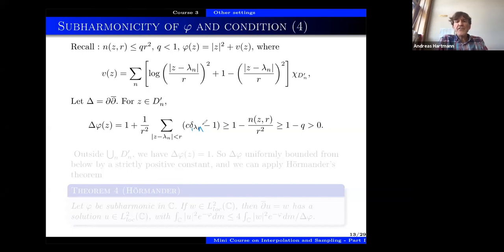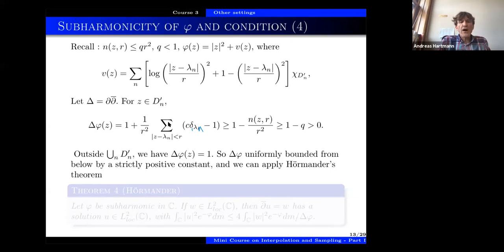And this is a positive measure, so you don't need to care about it. The -1 comes from this expression, and you have, of course, the coefficient 1 over r squared. So this is bounded from below by 1 minus the sum of the 1s divided by r squared. But the sum of the 1s, I do it in this disk, and I know this is bounded by n(z,r). And n(z,r) is bounded by Q r squared, so this expression is bounded by Q, and so everything is bounded from below by 1 minus Q, which is a strictly positive constant.